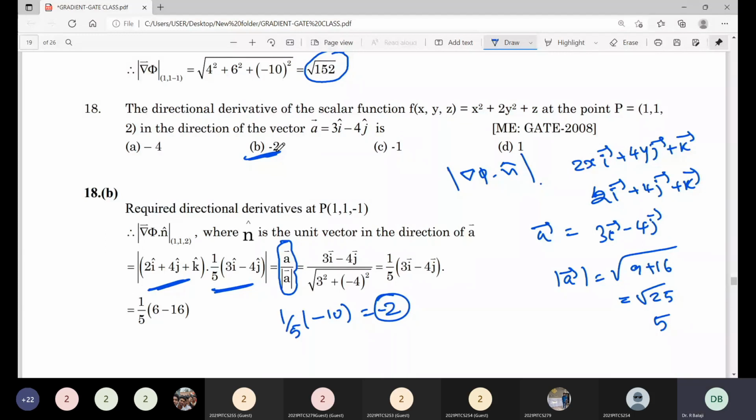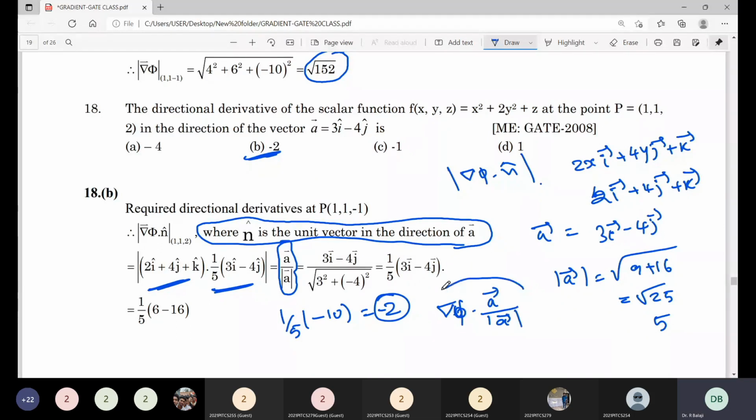Here n cap is the unit vector in the direction of A. But we have solved it by using del phi dot A vector divided by modulus of A vector. So finally they have arrived at A by modulus of A. So you can use this formula and you can find the answer. Definitely we will get the answer as -2. Next.